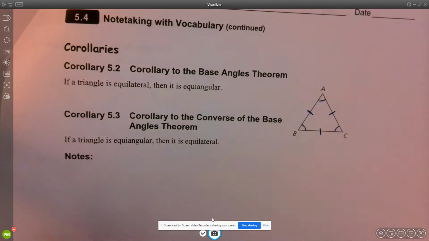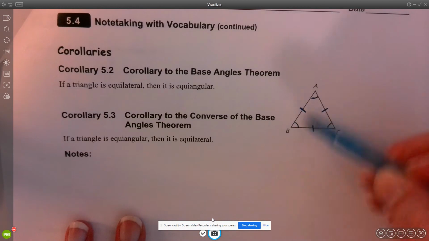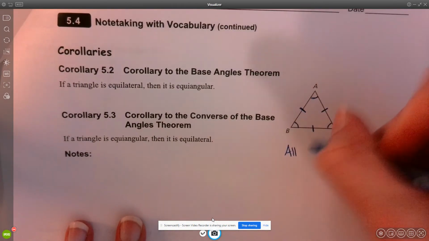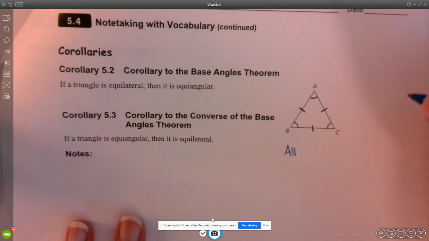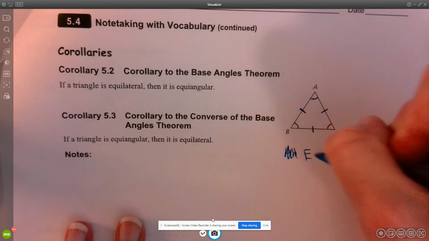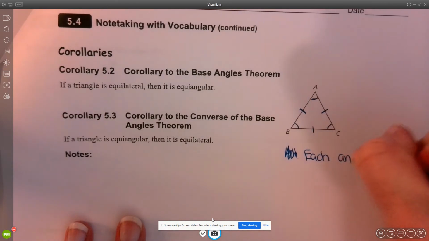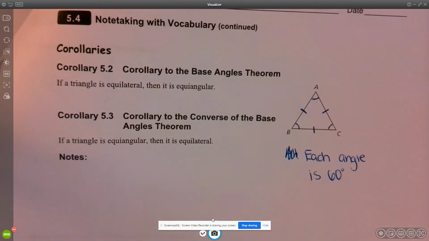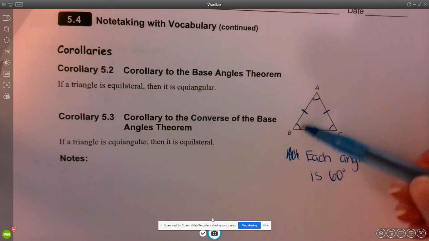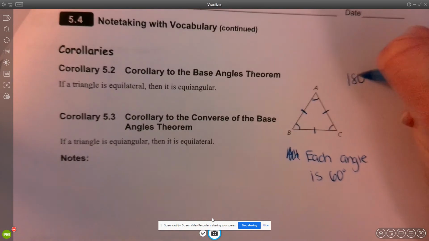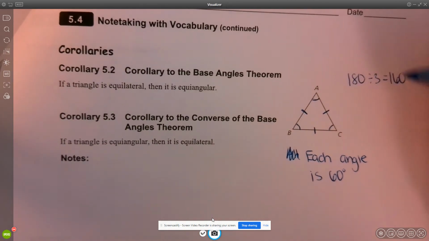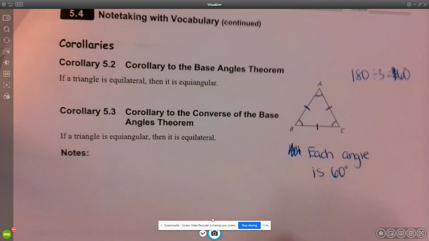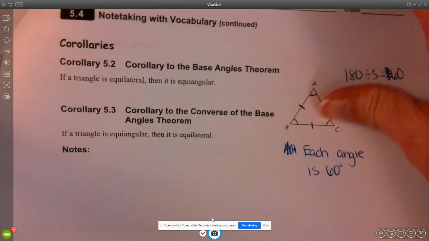We also know that in an equilateral triangle, all the interior angles are 60 degrees, or I should say each angle is 60 degrees. That's important. And that makes sense, right? Because if they're all equal and they all have to add up to 180, 180 divided by 3 is 60. So we're going to be using these properties to solve some problems.